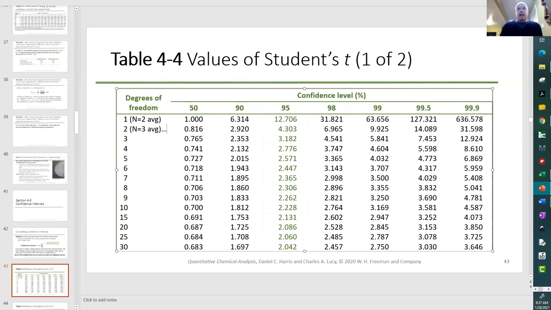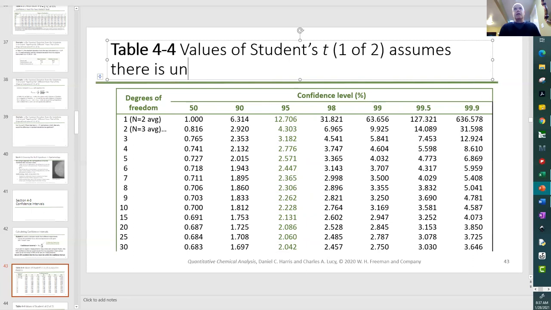Now, the Z table doesn't have degrees of freedom on it. Z assumes you've done all your homework and you know exactly what the standard deviation is. But T assumes that there's uncertainty in the standard deviation. Does that make sense?